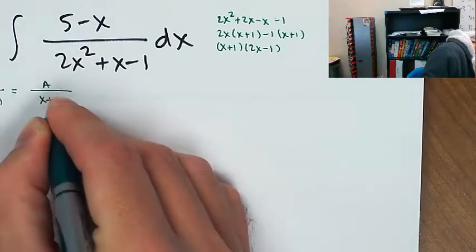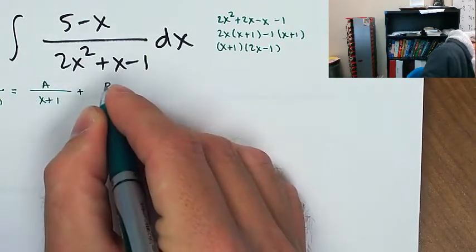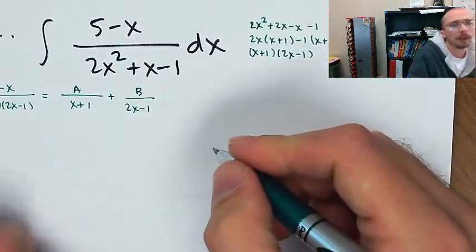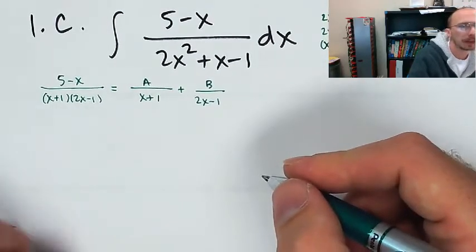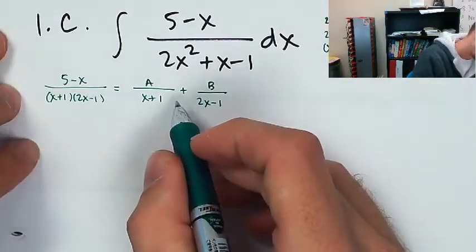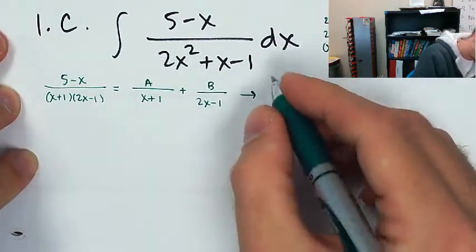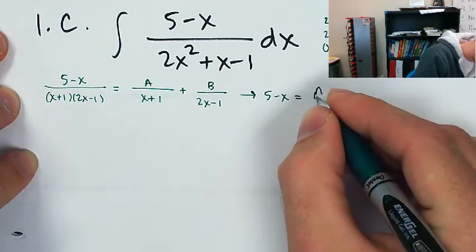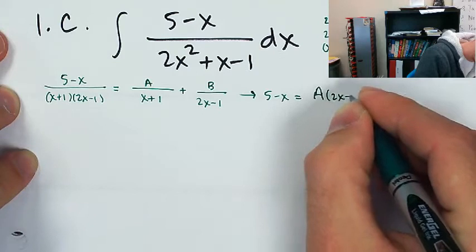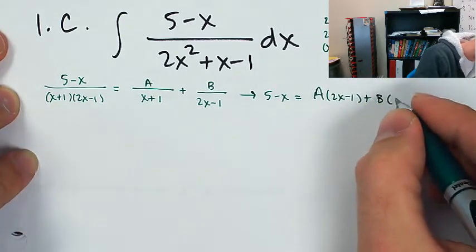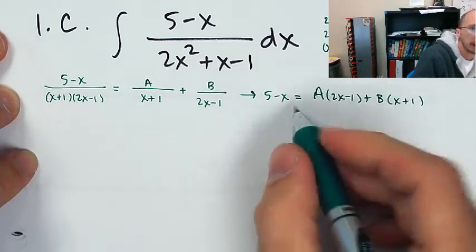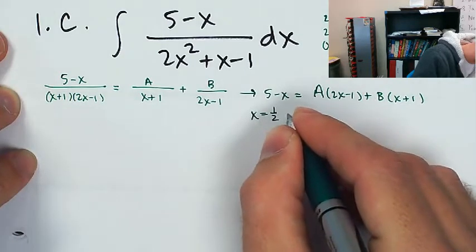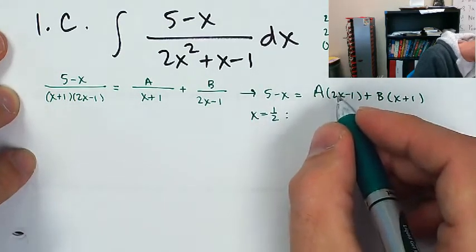some number of x plus 1s plus some other number of 2x minus 1s. I'll cover up my factoring work. And then I'm going to clear out the denominator, and that will give me 5 minus x equaling a times 2x minus 1 plus b times x plus 1. If I let x equal 1/2, that'll be 0.